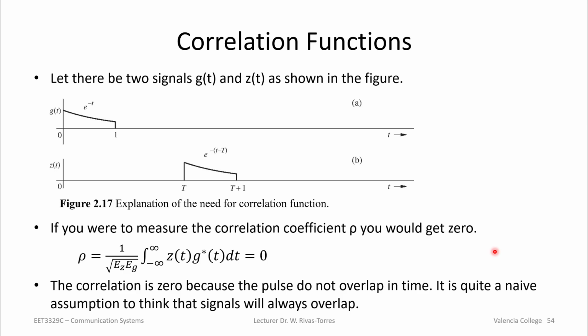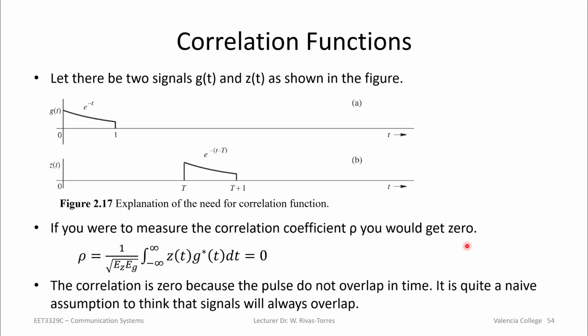If you were to apply a rho to this, it would come out to 0. The reason is, when you look at it, they're in different time slots, if you will. They happen at different instants of time. So it's kind of naive to think that in the real world you can always have signals that happen at the same time, even if they're equal to each other, right? So signals don't always overlap.